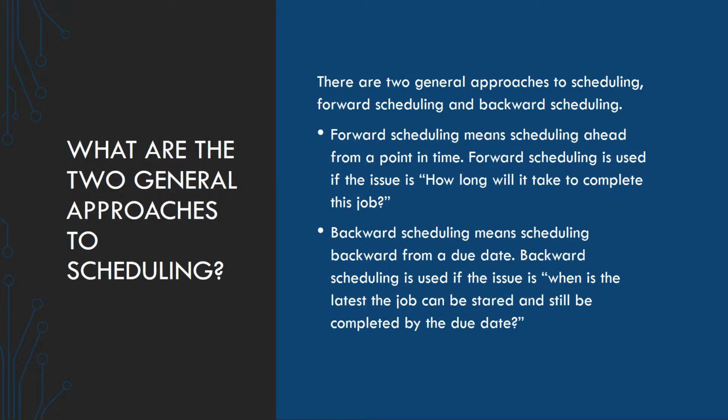What are the two general approaches to scheduling? There are two general approaches to scheduling: forward scheduling and backward scheduling. Forward scheduling means scheduling ahead from a point in time. Forward scheduling is used if the issue is how long it will take to complete this job. Backward scheduling means scheduling back from a due date. Backward scheduling is used if the issue is when is the last that the job can be started and still be completed by the due date.